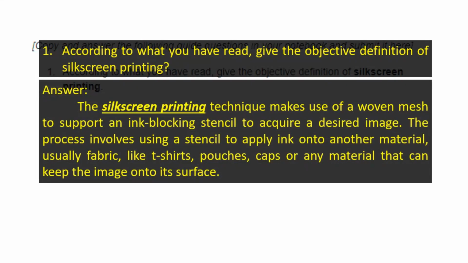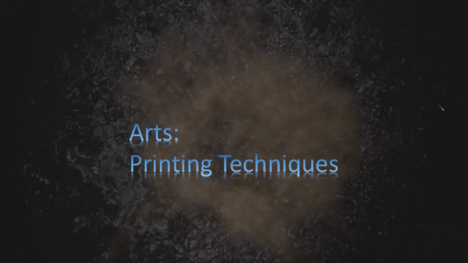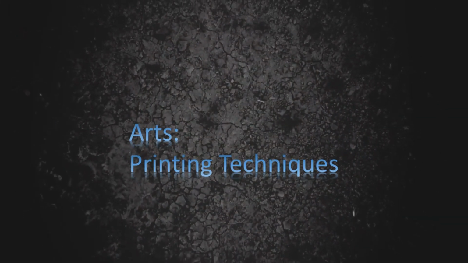Here is the objective definition of silkscreen printing. The silkscreen printing technique makes use of a woven mesh to support an ink blocking stencil to acquire a desired image. The process involves using a stencil to apply ink onto another material, usually fabric, like t-shirts, pouches, caps, or any material that can keep the image onto its surface. Now we are done answering your assignment. Let us now discuss about the new topic and new assignment.